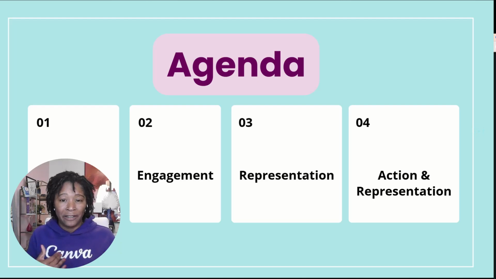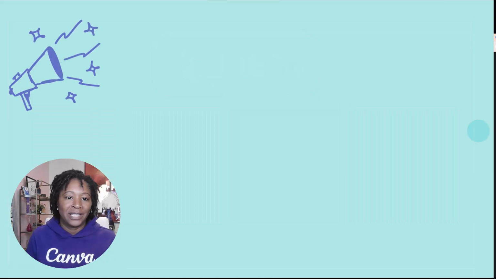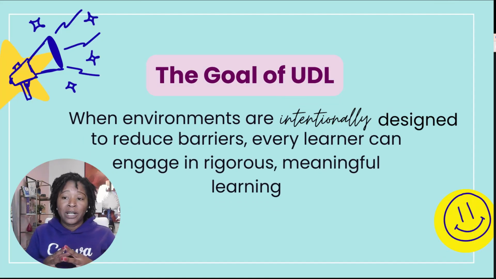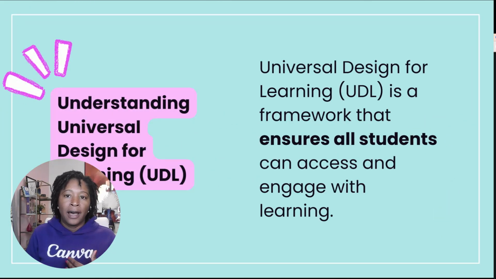We're going to be looking at some of the key features of UDL and how Canva can be used to support engagement, representation, action, and expression. So if you said you were completely unfamiliar, then let's level set with some basic goals of UDL, and that's right here. When we intentionally design our classroom environment to reduce barriers, then UDL says every learner can engage in rigorous, meaningful learning. So with that said, let's look at how we are designing classroom environments.